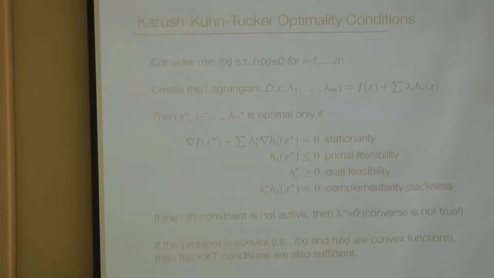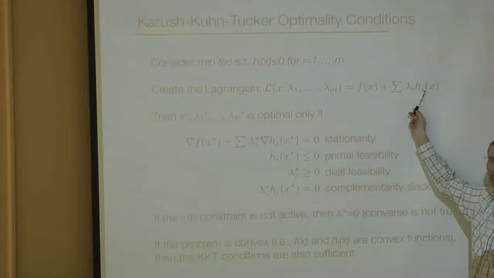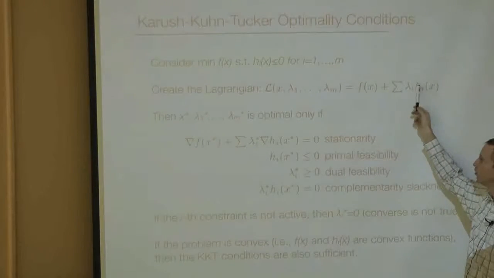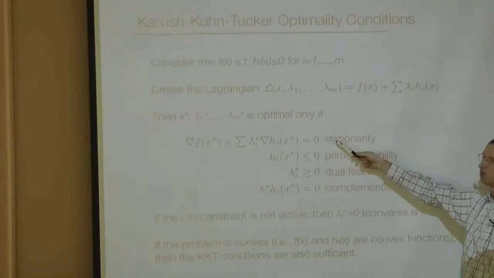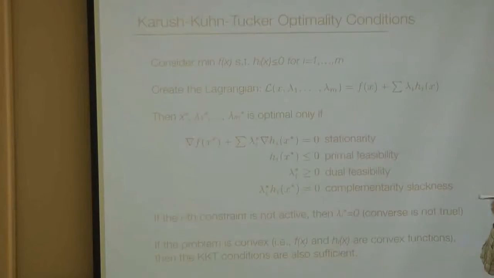And the first one is the stationarity equation, meaning when we take the Lagrangian and we take the gradient of the Lagrangian with respect to optimization variables, then the gradient should vanish at the optimum. So this is the typical optimality condition that we have seen also in the unconstrained case. But now, since we are also considering constraints, additional conditions have to hold. Primal feasibility means that the optimal solution has to satisfy original constraints, which is quite natural.